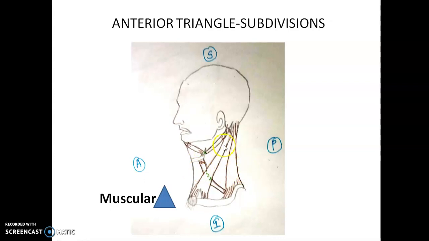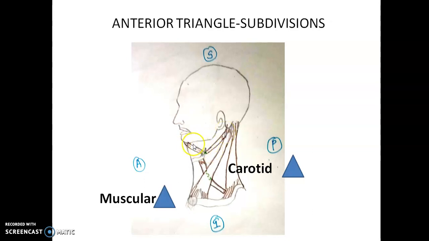The next triangle will be this one, between the sternocleidomastoid, the posterior belly of digastric and omohyoid. In this triangle you can see the great blood vessels of the head and neck, that is the carotid arterial system: common carotid, external, internal. Therefore this triangle is called the carotid triangle.